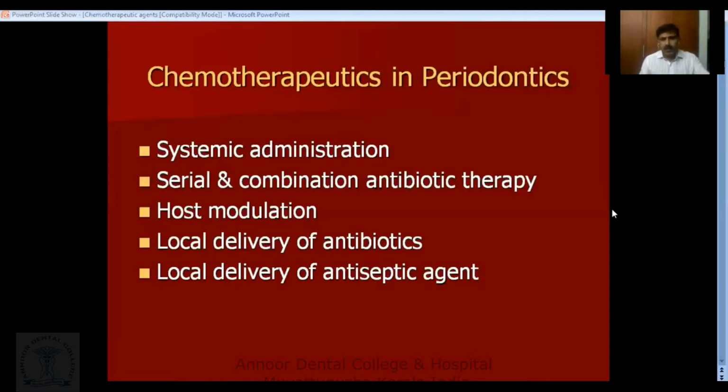Okay. So here we are going to discuss systemic administration of antibiotics. What do you understand by serial or combination antibiotic therapy? A very important concept, that is host modulation. Another important concept, a question that is commonly asked, local delivery. And you have local delivery of antibiotics, or you have local delivery of antiseptic agents. So these are the things that we are going to discuss in detail in this presentation today.